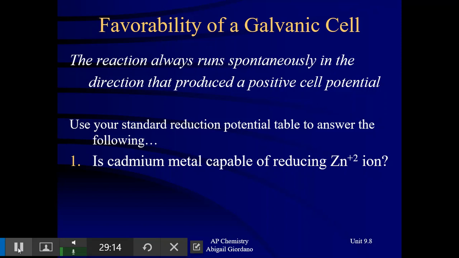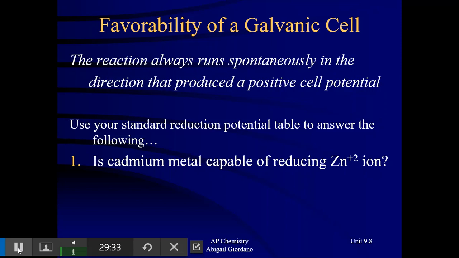So let's look at some examples here of kinds of questions that you could be asked. I want you to use your reduction table, whichever one you're using. So let's look at this question. It says, is cadmium metal capable of reducing zinc plus 2 ion?